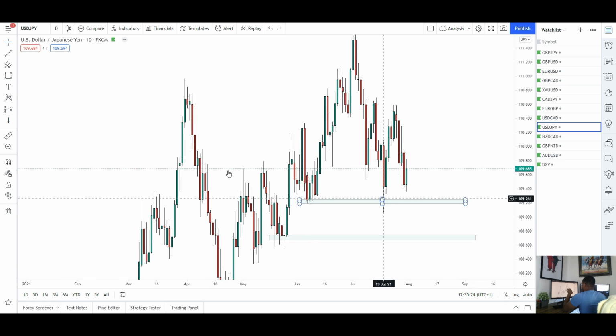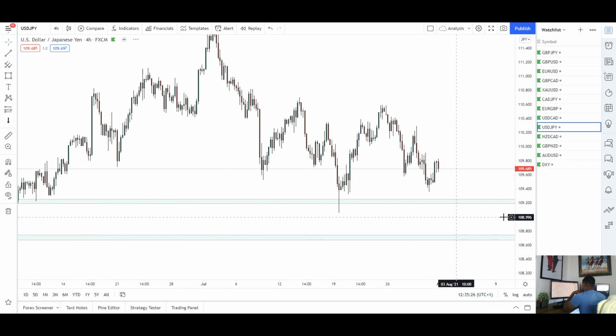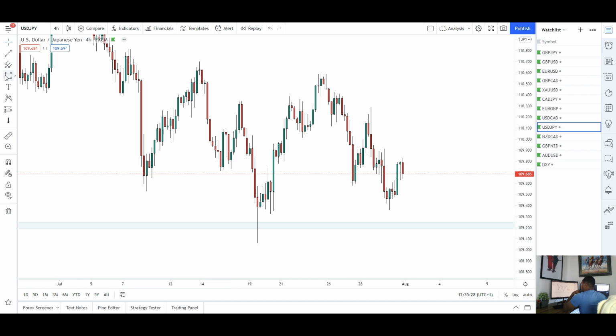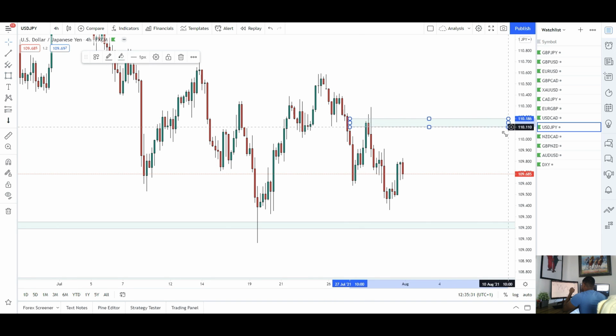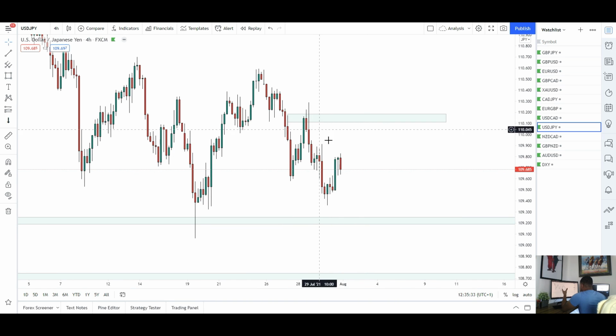So as of right now, if I go into the 4H, we are looking quite bearish, so I'm looking for some retracement, and as long as we stay below this resistance here, which is kind of our last lower high in the market, I'm expecting more downside.